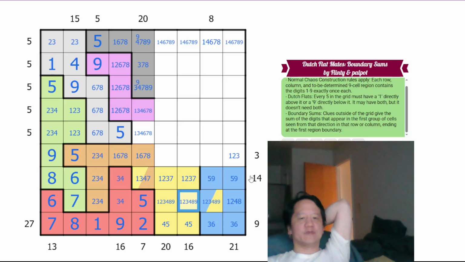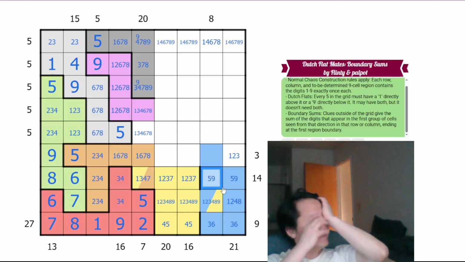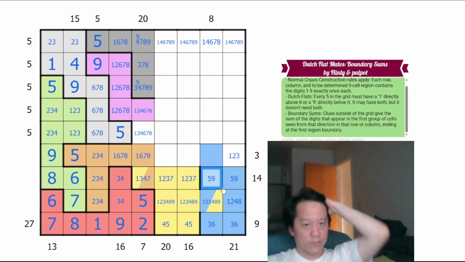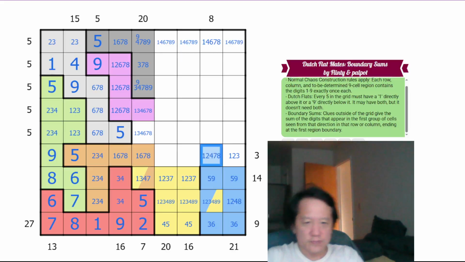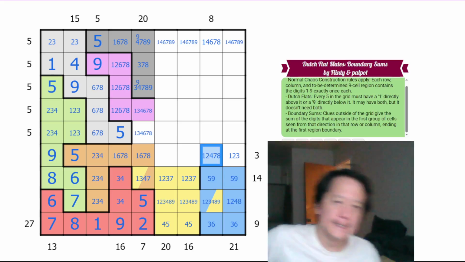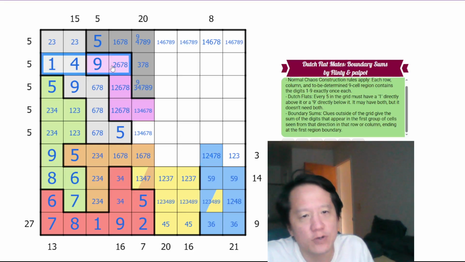So the blue must either go through here, in which case it would have to be both of these because we already have a 3 in the region, or it goes through here. Either way, this is guaranteed to be blue. No 5, 9, 3, or 6 available, so it's 1, 2, 4, 7, or 8. This can't be 1 because of 1 in the row.